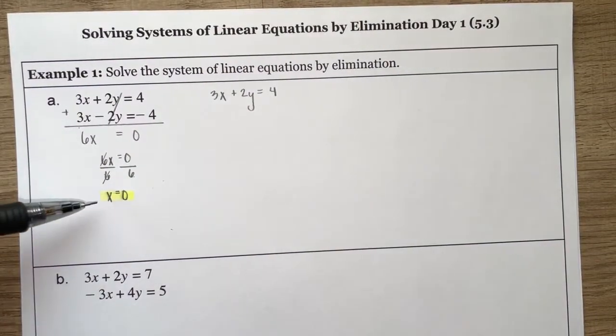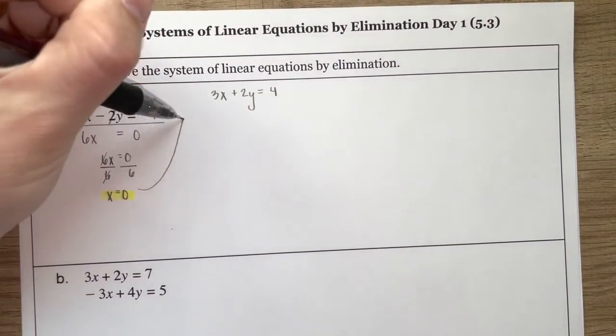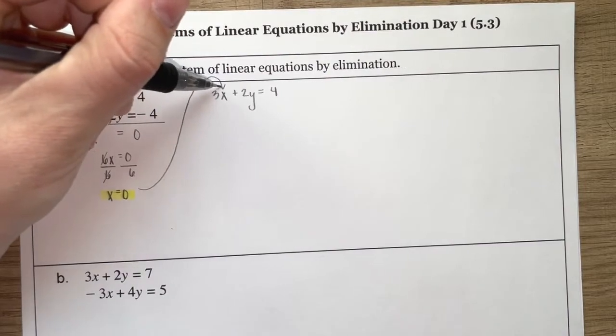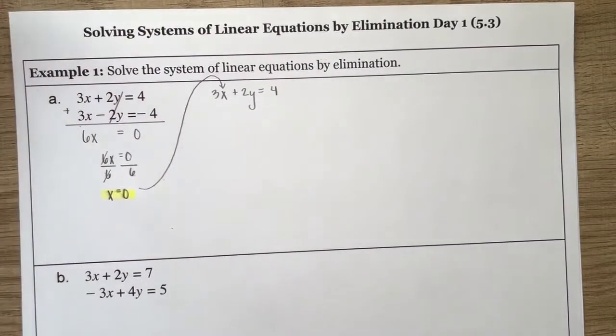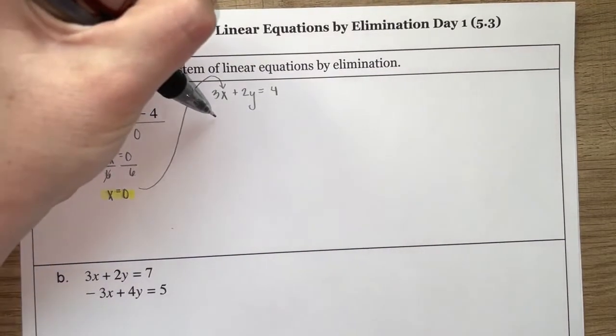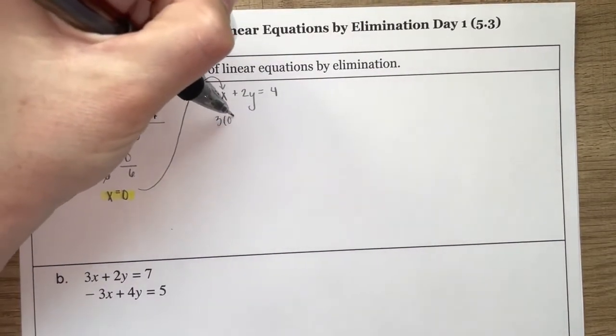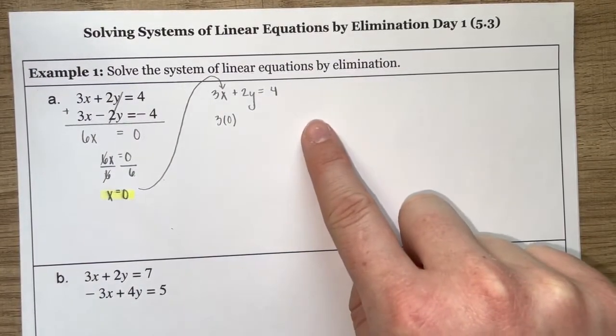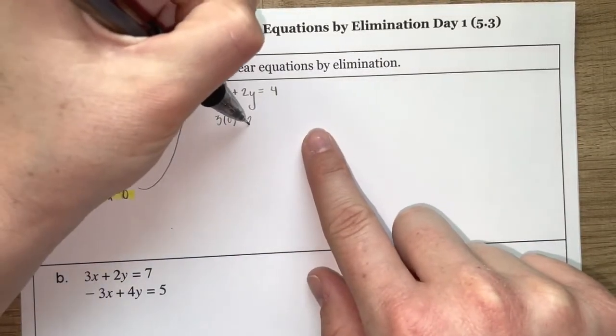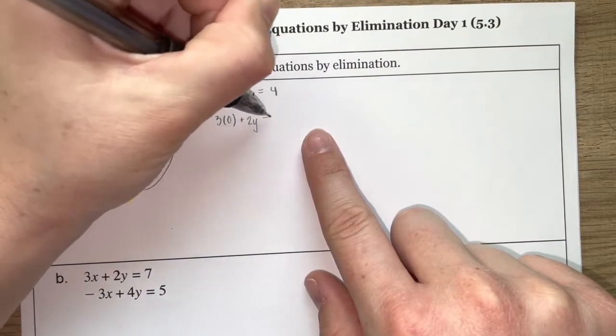Then if x is equal to 0, I can take that 0 and plug it in where x is. So instead of 3 times x, it becomes 3 times 0. Then we bring down the rest of the equation, which stays the same, so plus 2y equals 4.